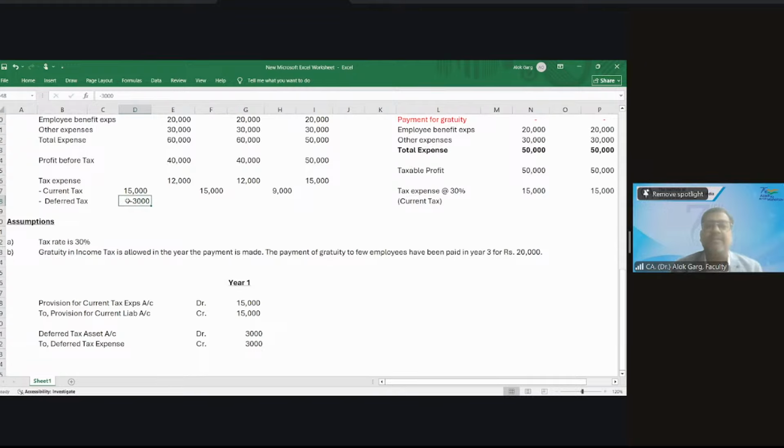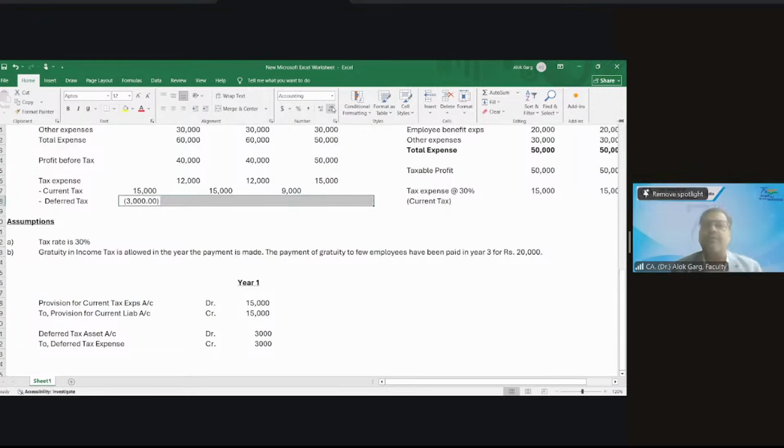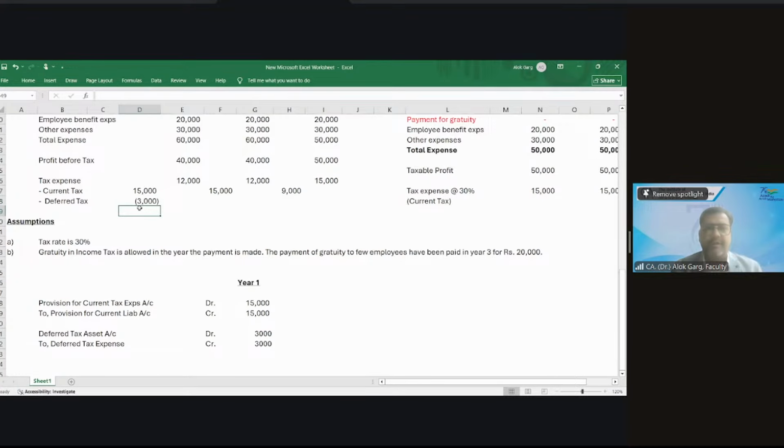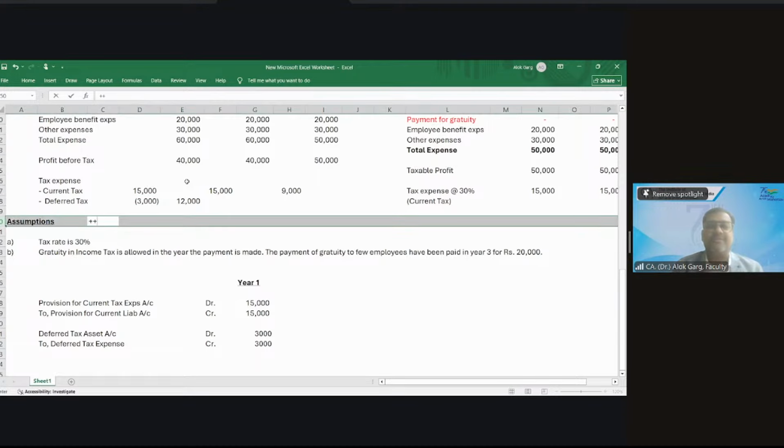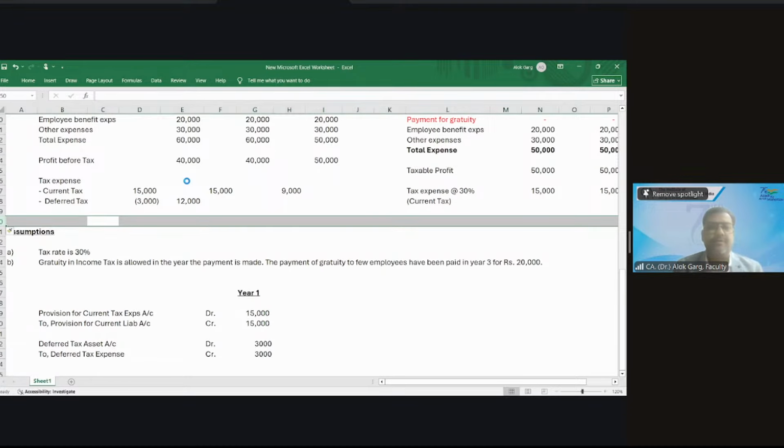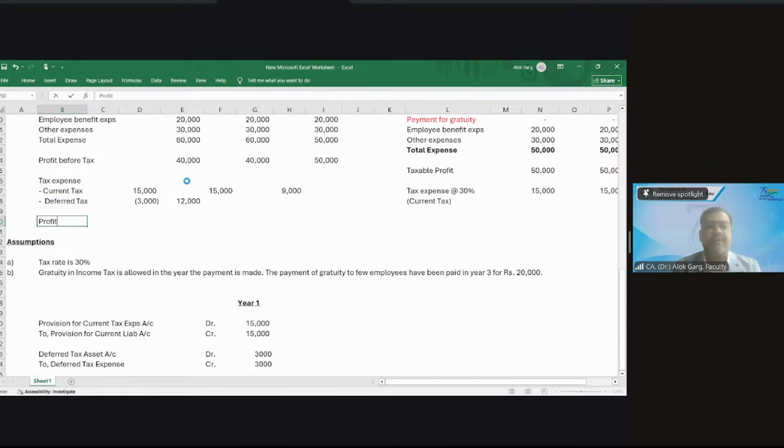Anyone who has any doubt on this 3,000? Any doubt? Bibhu, do you have any doubt on this 3,000? No, sir. No doubt? Okay. So now your accounting profit is matching, and current tax is also matching, right? So now your profit after tax will be how much? Profit after tax is 40 minus 12.